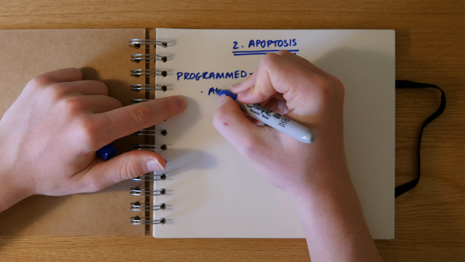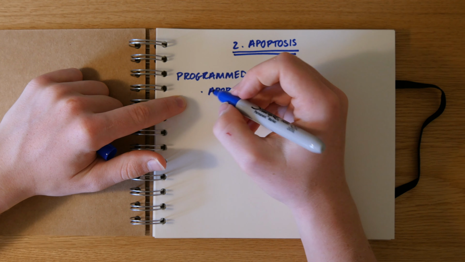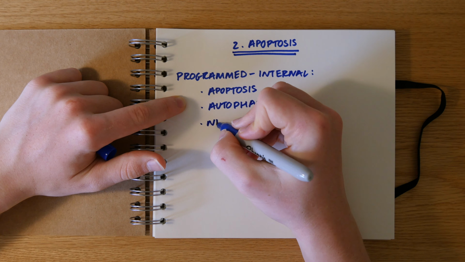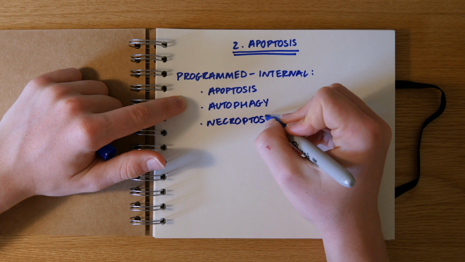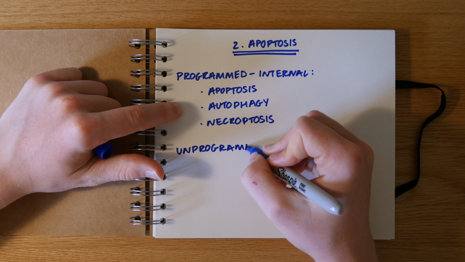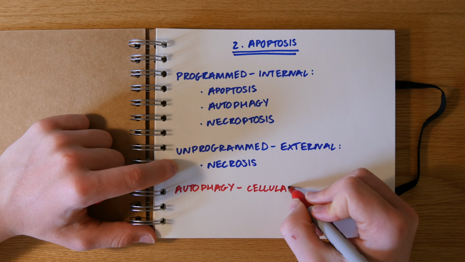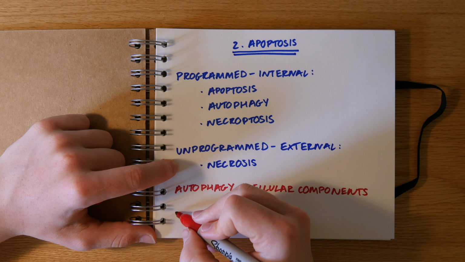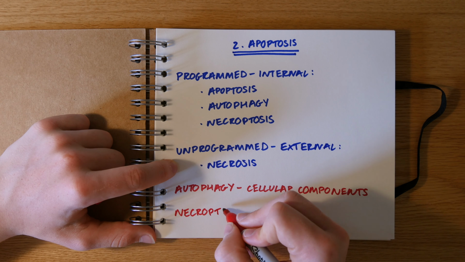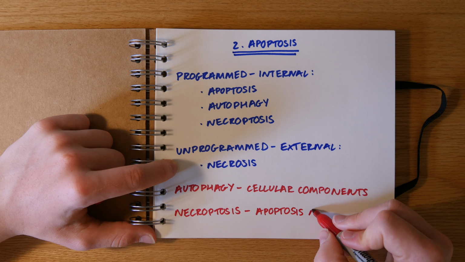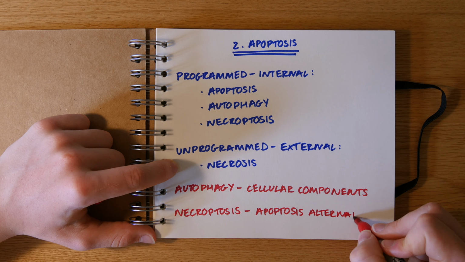Necrosis, on the other hand, is unprogrammed as a result of external factors like trauma or infection. Autophagy and necroptosis are also forms of programmed cell death. Autophagy occurs within the cell and is used to remove and recycle dysfunctional cellular components, and is highly regulated and controlled, as is apoptosis. Necroptosis is thought to be a programmed form of necrosis, to be used as an alternative to apoptosis if apoptosis signaling is interrupted by pathogens or mutations.